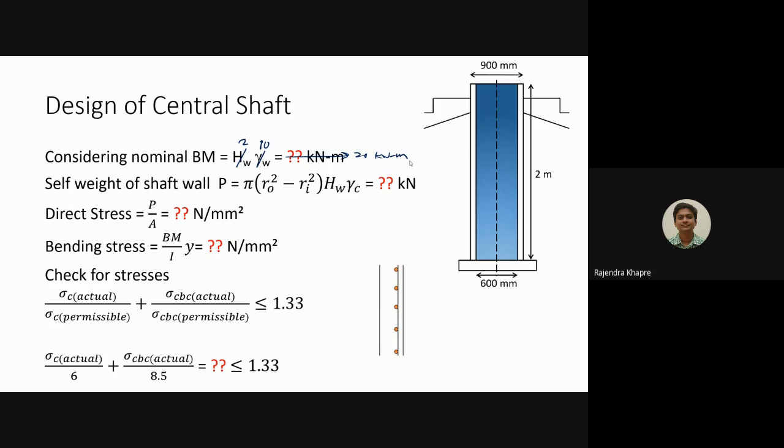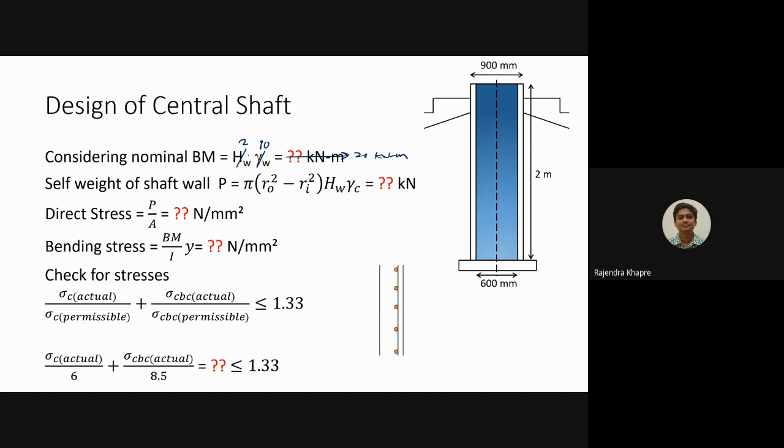Now coming to the self weight of the wall, because we have to check the axial stress and the bending stress, and we have to check the combined effect also. So for the self weight of the wall, if you see from the top, we have outer radius and inner radius. In between, whatever area is there, that area I am going to calculate.